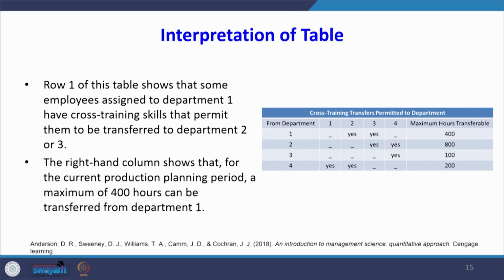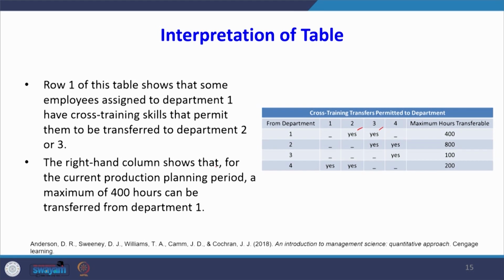So, here, how do we interpret this table? Row 1 of this table shows that some employees assigned to department 1 have cross training skills that permit them to be transferred to departments 2 and 3, that is why these 2 and 3 are yes.